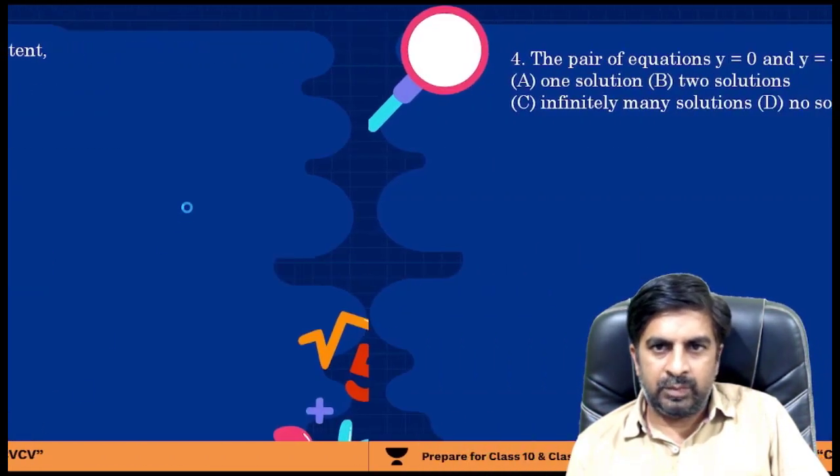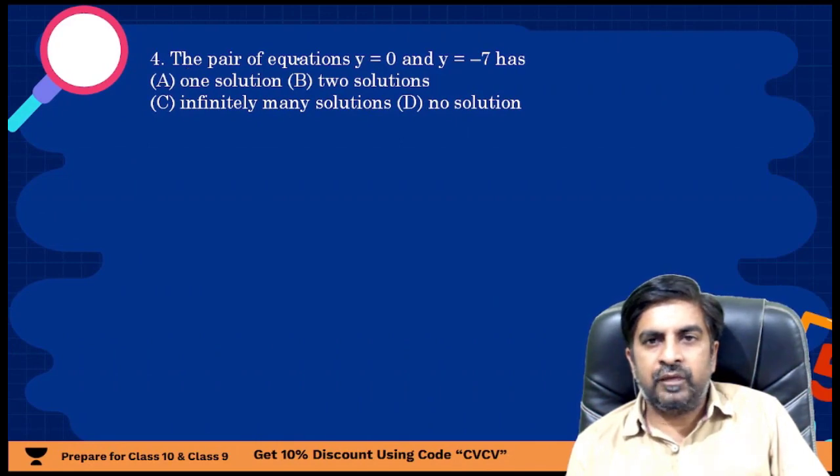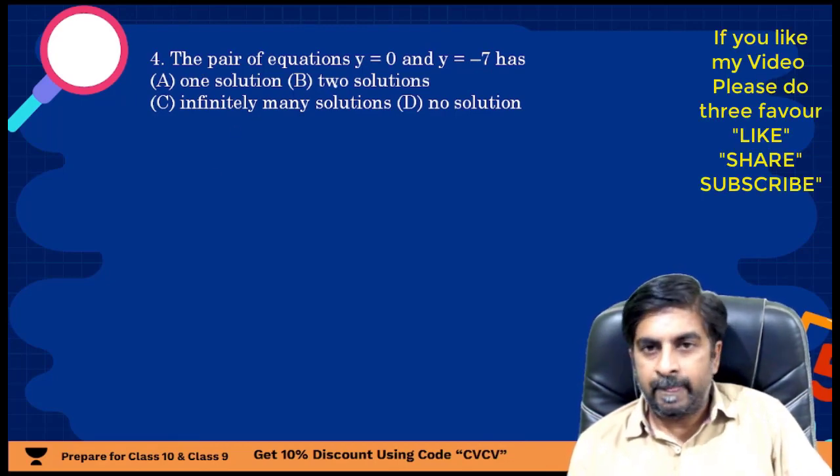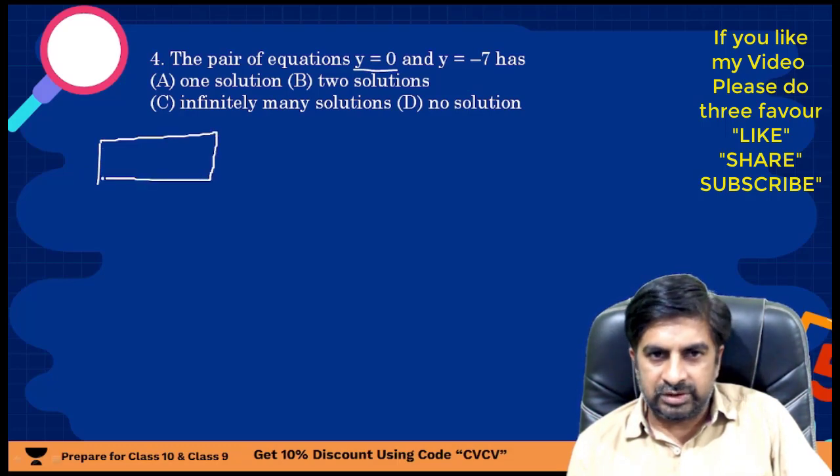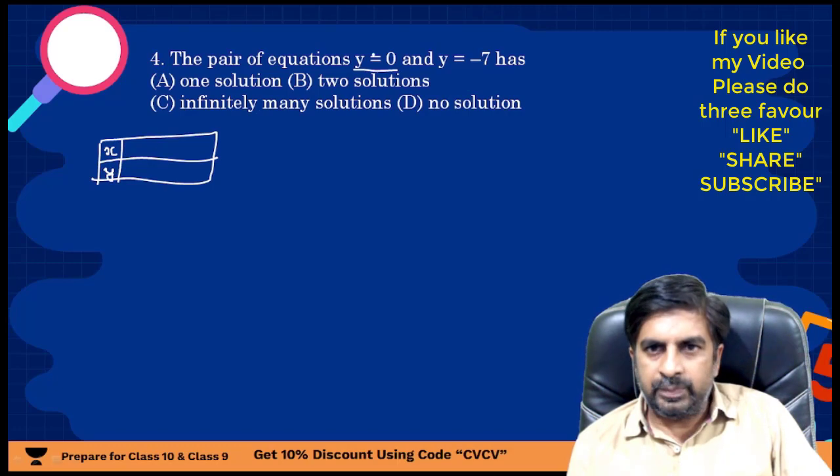Moving towards question number 4, guys. The pair of equations y equals 0 and y equals -7 has how many solutions? Let me tell you. Y equals 0. If you are going to find out the solutions, let me explain in detail. What will become of this equation? Actually this equation will be like this: 0x plus y equals 0.